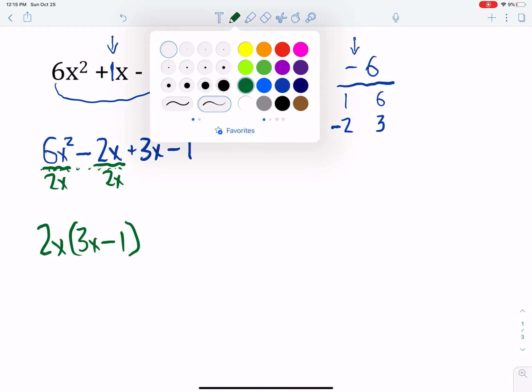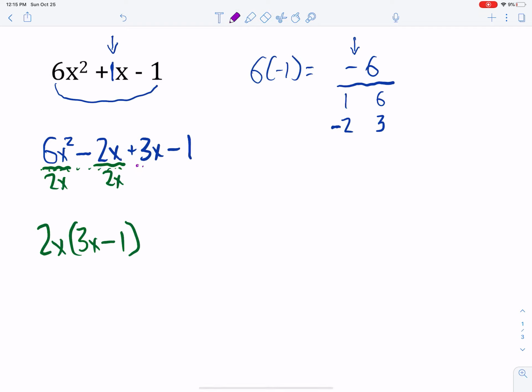Now looking at that next group, there is no greatest common factor. There's no number I can divide them both by, no variable that's in both of them. When there's no greatest common factor, you just put a 1 there. 3x plus 1 is the same thing as 1 times 3x plus 1. So that's important. When you're doing factoring by grouping and there is no greatest common factor other than 1, then you just put 1 times what you've got there.